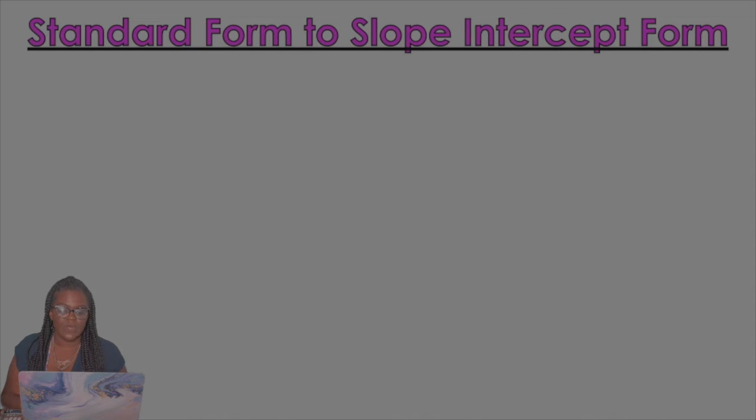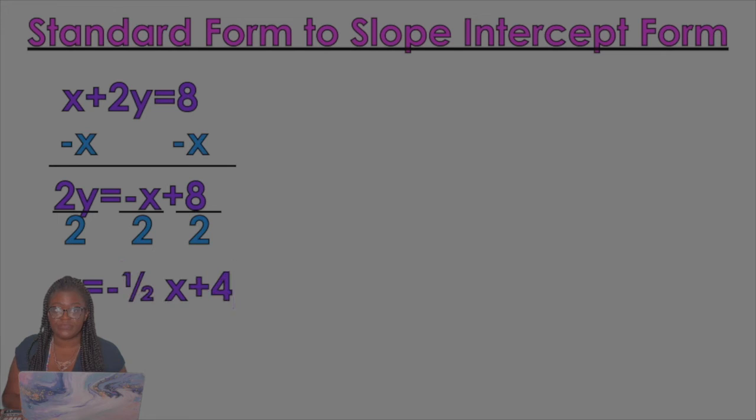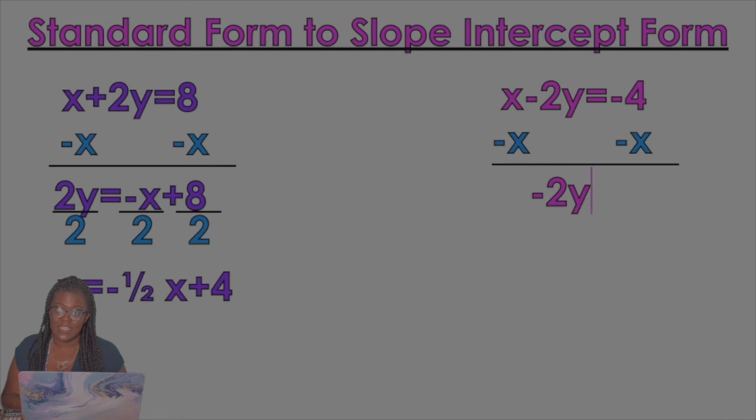Okay, so then what we're going to go ahead and do is standard form to slope intercept form. Get rid of the x. Get rid of the coefficient. Y equals negative 1/2 x plus 4. x minus 2y equals negative 4. Subtract the x. This is the most popular, like what you're going to do the most is do standard form to slope intercept form. So that's why we got to focus on this a lot.